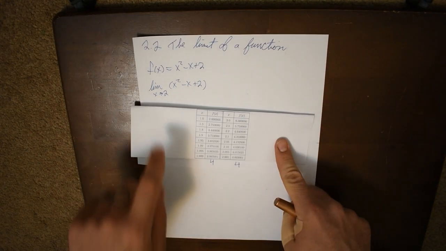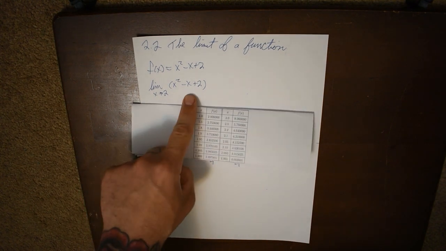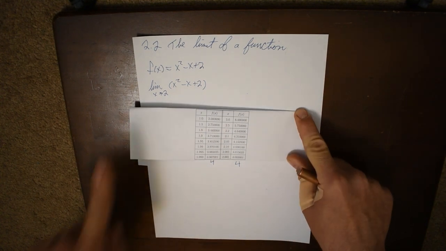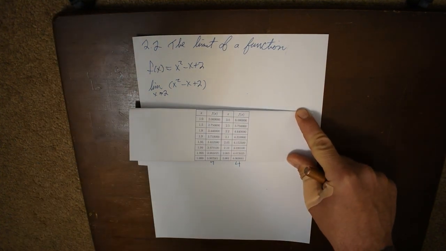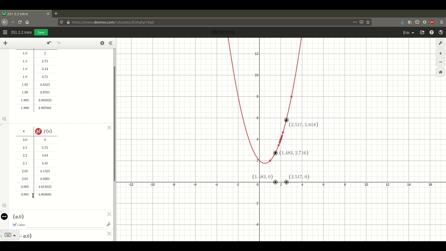You can think of it as we look in a very narrow window around 2, what are the y values doing? So let's look at a graph to help illustrate this. So here we are, looking at Desmos again. We have the graph of the parabola, x squared minus x plus 2, and this is the same table of values that I had. Notice how as x is getting closer to 2, y is getting closer to 4. Similarly, as x is getting closer to 2, y is still getting closer to 4.